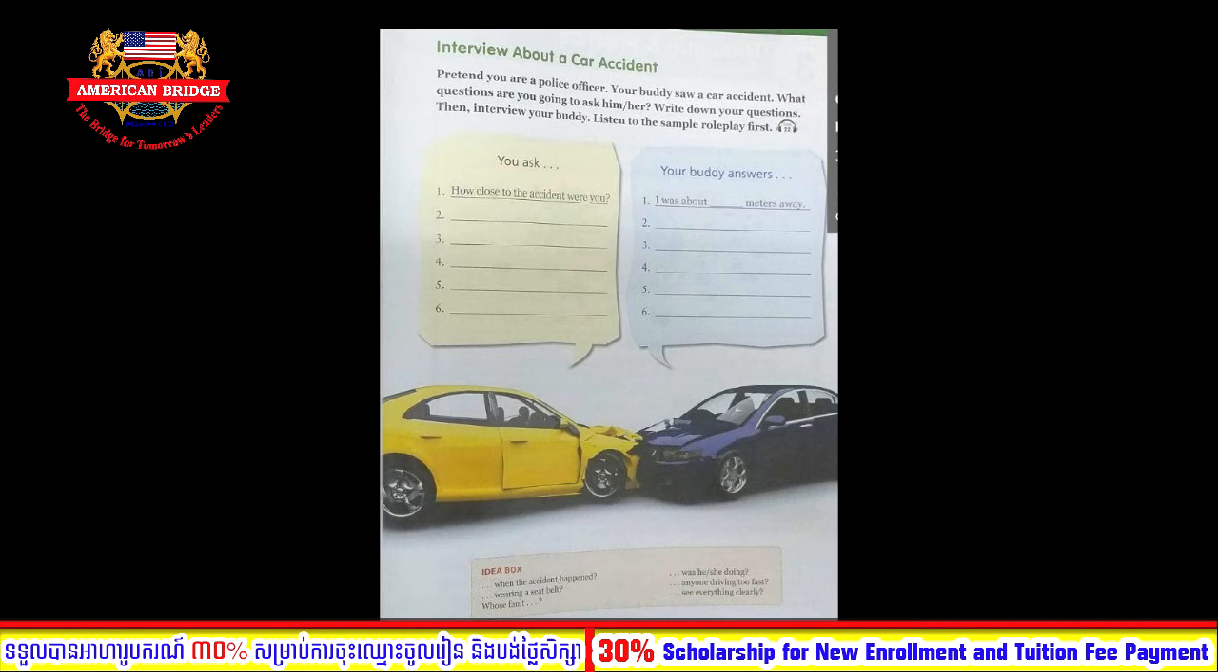Then you saw a car accident, one of your friends or someone you know, or like a stranger on the street, right? What questions are you going to ask him or her? Write down your questions. Okay, so in the picture on the left, the yellow box is for you to ask the questions as if you're the police officer. And then the one on the right is the answers of the person.